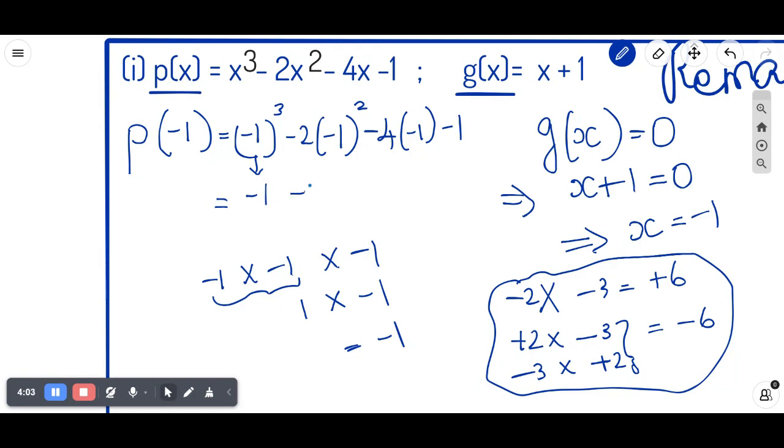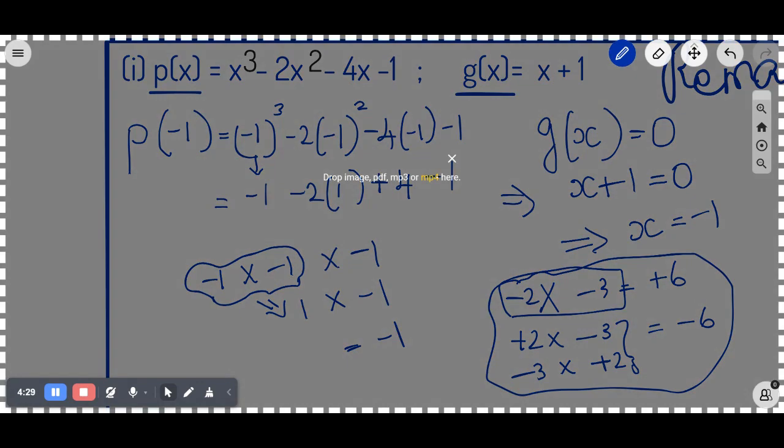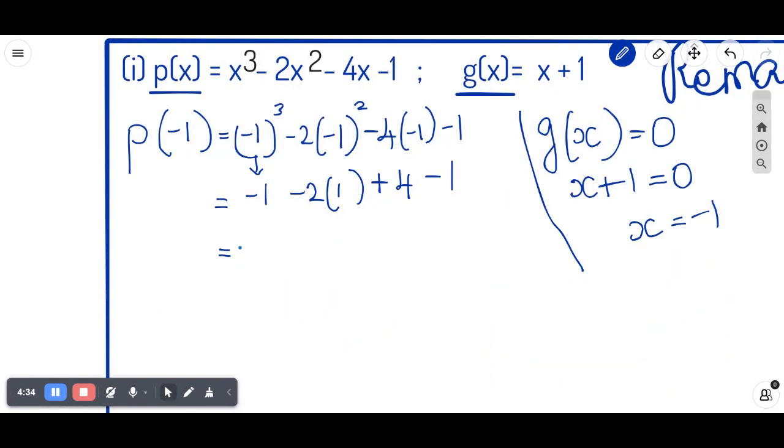Next, minus of minus 2 into minus 1 the whole square. We saw this, right? Whole square means minus 1 into minus 1, which is plus 1. So I can put plus 1. The next step will be minus 4 into minus 1. Minus and minus becomes a plus, so 4 into 1 is plus 4. And this will be a minus 1. So the next step, you can simplify directly.